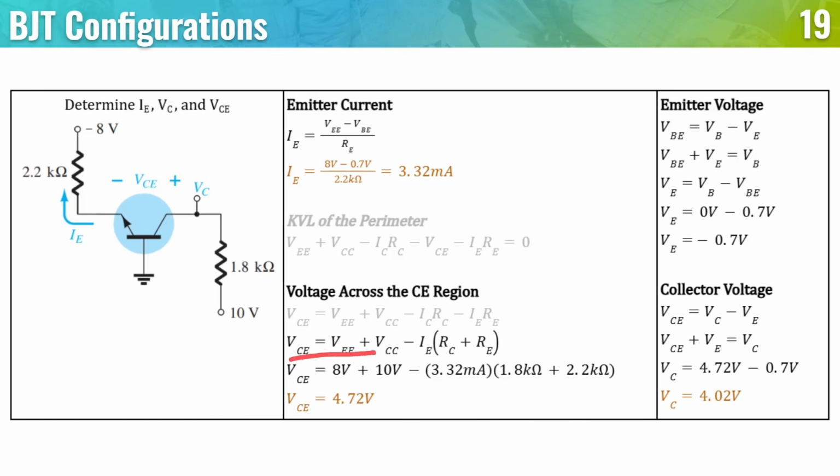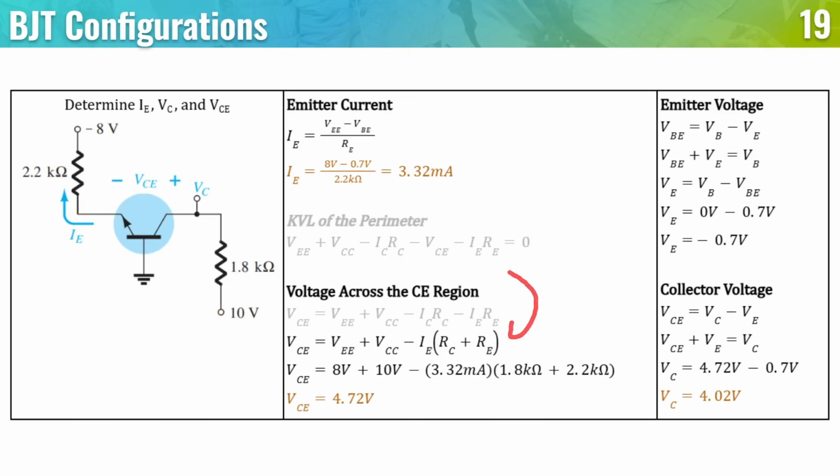This is the formula for the voltage across the CE region. In case you forgot it like I did, I had to write it out. So KVL of the perimeter, starting from VEE plus VCC, minus the voltage drop here, minus the voltage drop here, and minus the voltage drop at the resistor here is equal to 0.